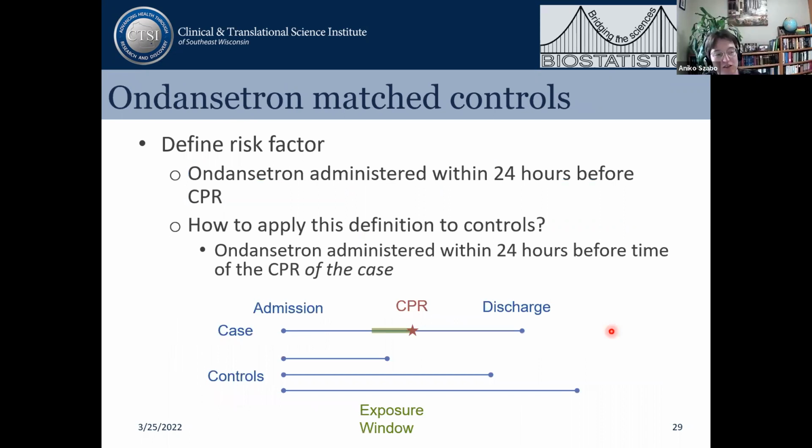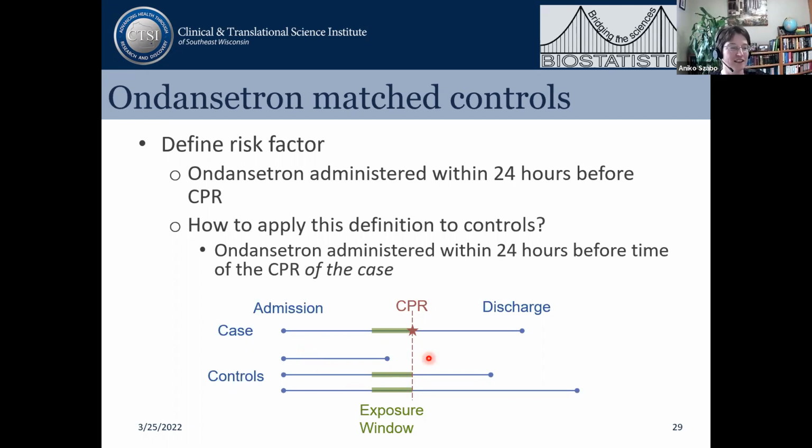So then the next question, how do we define the ondansetron risk factor for the controls? Once we are matching, it's relatively easy, because again, here is our case, their CPR time, and we have the exposure window, the 24 hours, and then we want to check whether they had ondansetron during that time. And here are our potential controls. Well, we can just take the CPR time of the case, and look at the 24-hour period, the same exposure window, in the controls. And note that the first one is not even a potential control because they were not in the hospital during the time of the CPR, right? So we already excluded them in the previous slide, really.